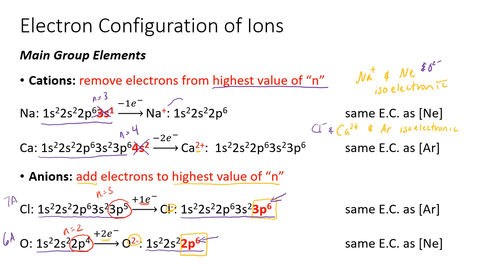And so metals will lose electrons to obtain noble gas configuration and have a completely full p subshell. And anions are going to gain electrons, so they gain as many as they need to finish filling up that p subshell.